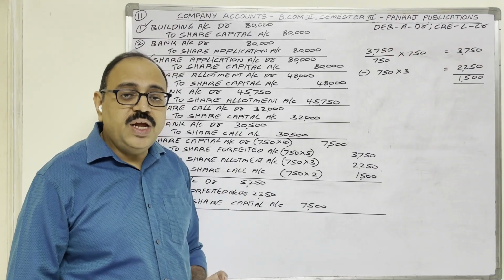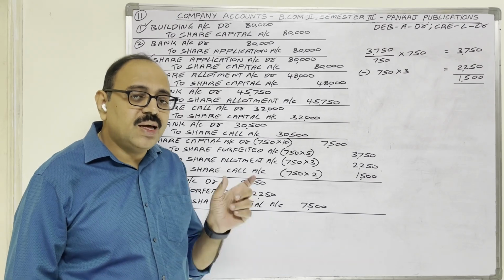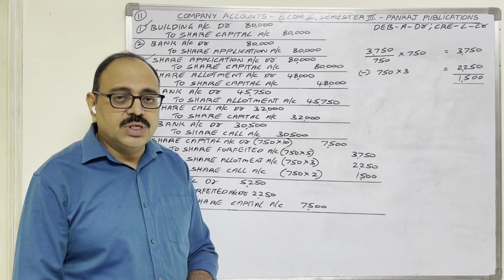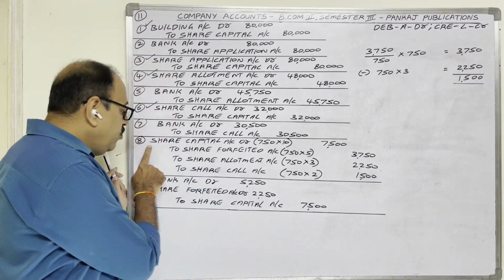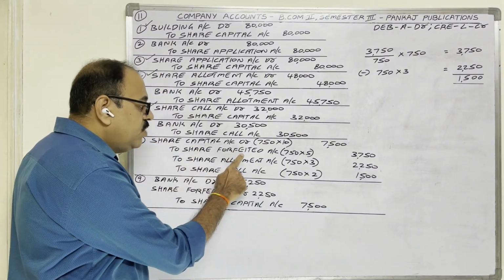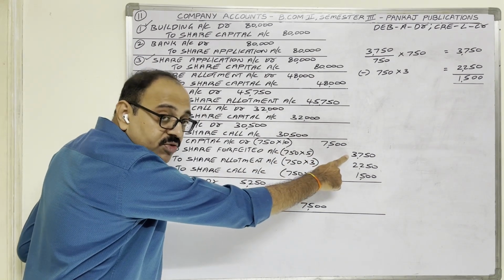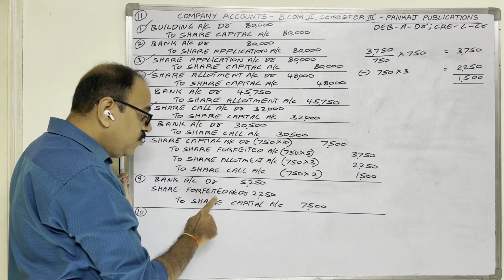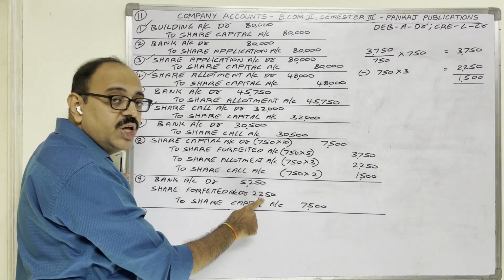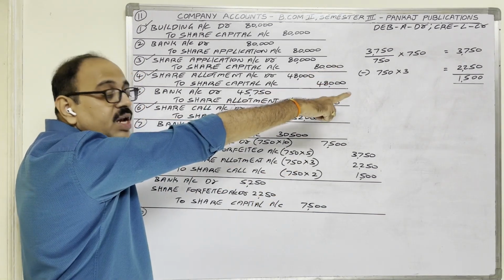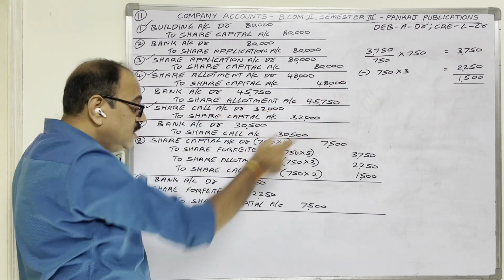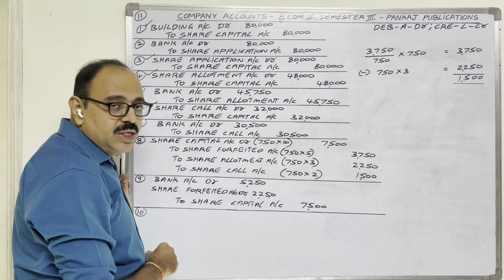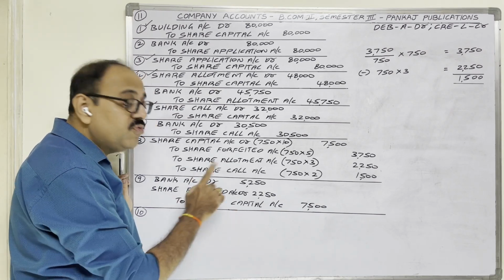Now the last entry, 10th entry, is for transferring the credit balance of share forfeited account to capital reserve account. See, in forfeiture entry, we have created share forfeited account with 3750. In reissue entry, we have debited share forfeited account with 2250. So the difference 1500 is a credit balance in share forfeited account. Now that balance we have to transfer to capital reserve. Thus, we are closing share forfeited account.